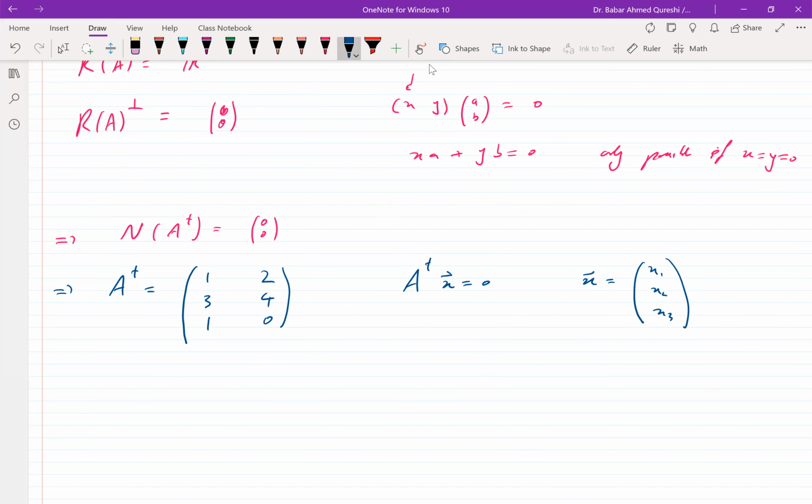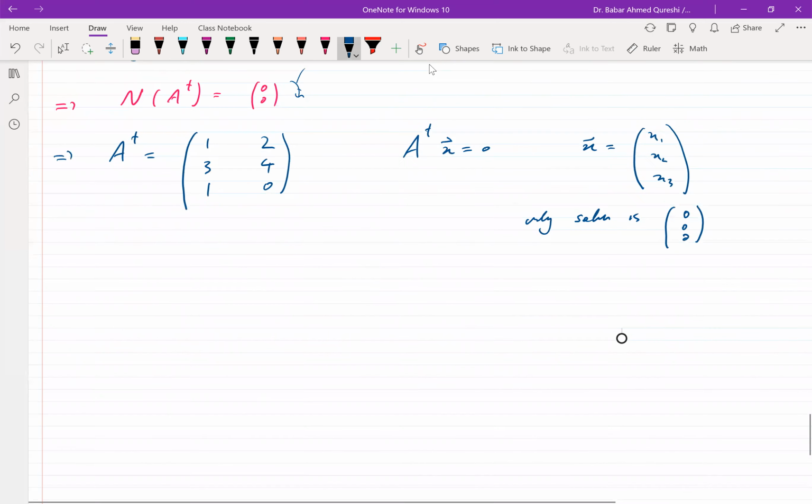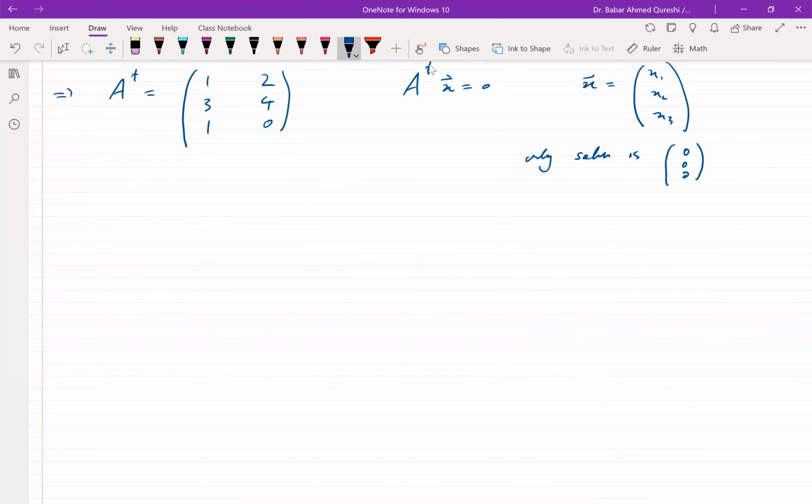The only solution should be, this is telling me, using my theorem, the fundamental theorem, that these two must be the same. So then I conclude that the only solution of this would be 0, 0, 0. Only the trivial solution is possible. No non-trivial solutions will be there for this. That's computing the null space.